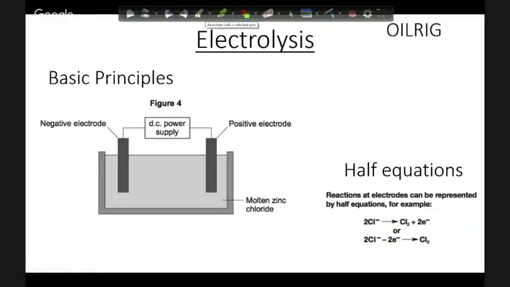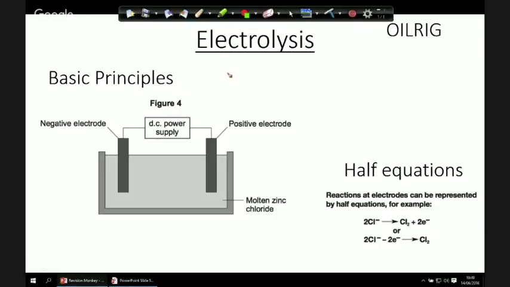Let's move on to electrolysis then, one topic that is a heavy one in the C2 exam. Let's start off first of all with the basic principles of electrolysis. It is splitting stuff up using electricity.